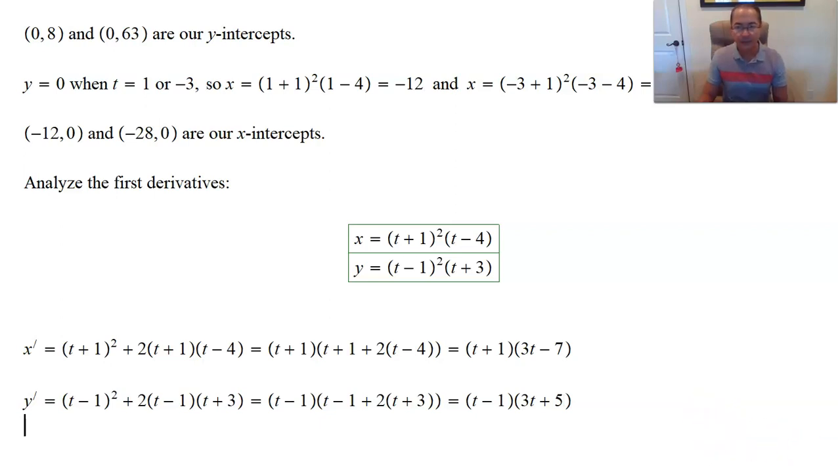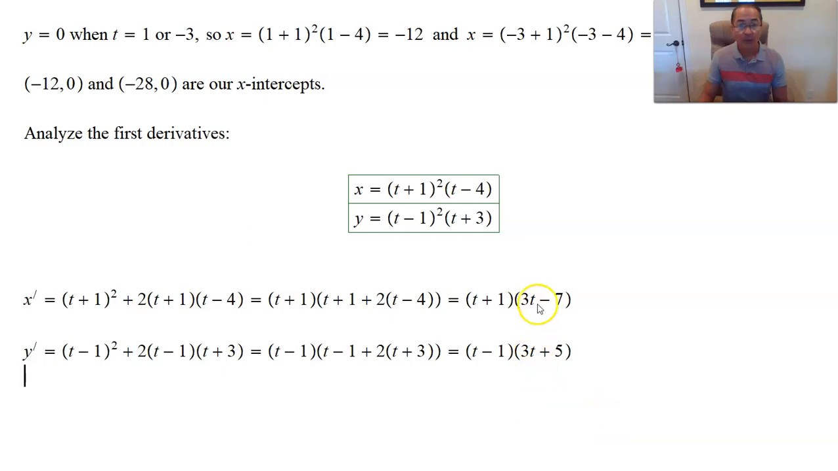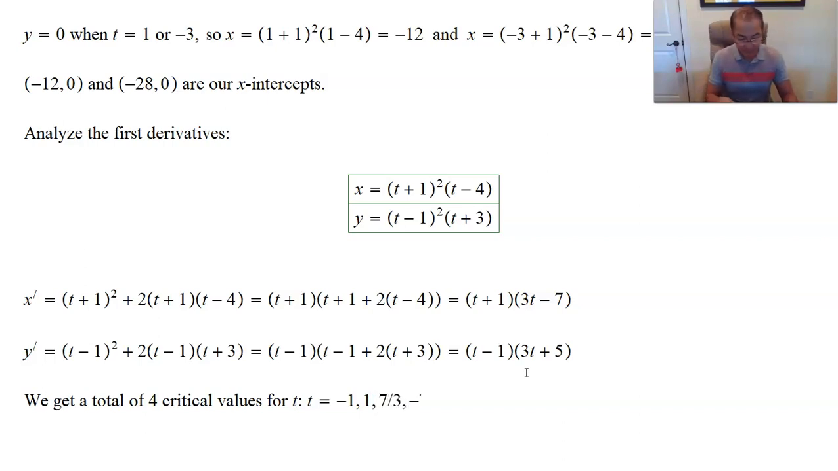Okay, so therefore, we are going to get not just 2 critical points here and 2 critical points here. We're going to put them together. We're going to get 4 critical points. We get a total of 4 critical values, I should say, for t. Because we will get negative 1, positive 1, and positive 7/3, and negative 5/3.